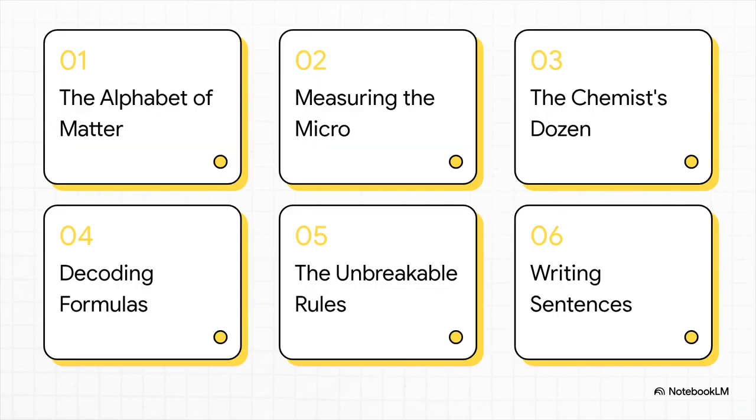So here's our game plan. We'll kick things off with the alphabet, the basic particles of all matter. Then we'll figure out how we can possibly measure and count these tiny things. From there, we'll look at chemical formulas, which are kind of like recipes. Then we'll cover the unbreakable grammar rules that everything has to obey. And finally, we'll put it all together to write some chemical sentences.